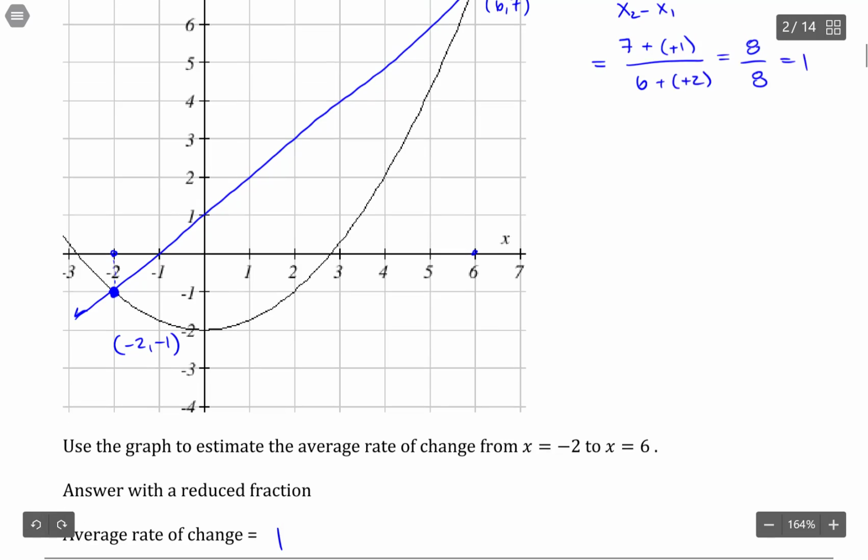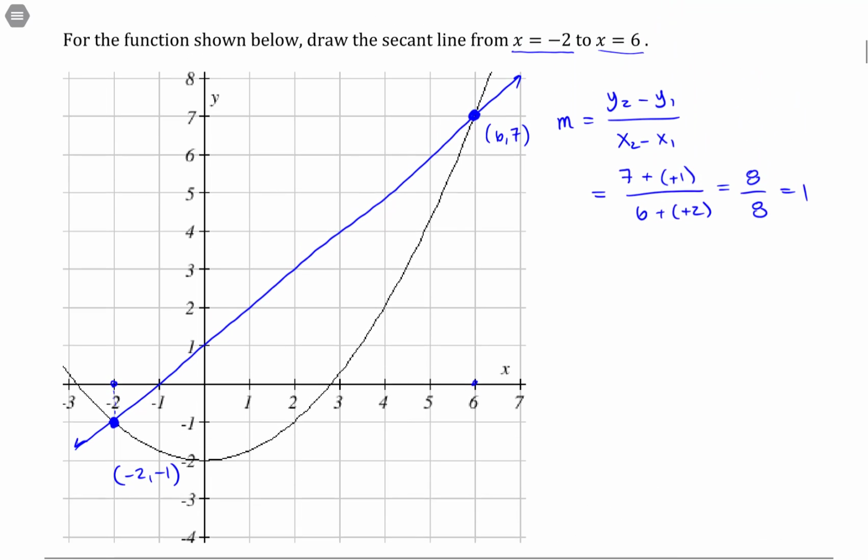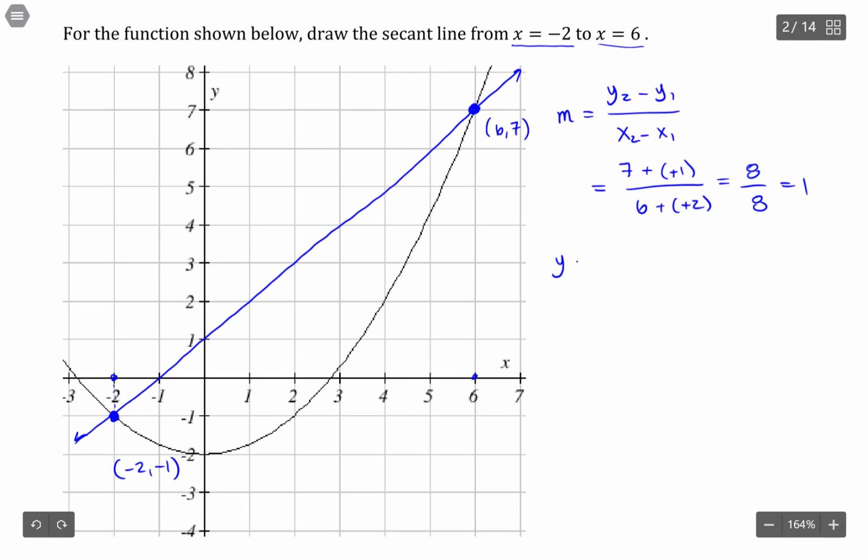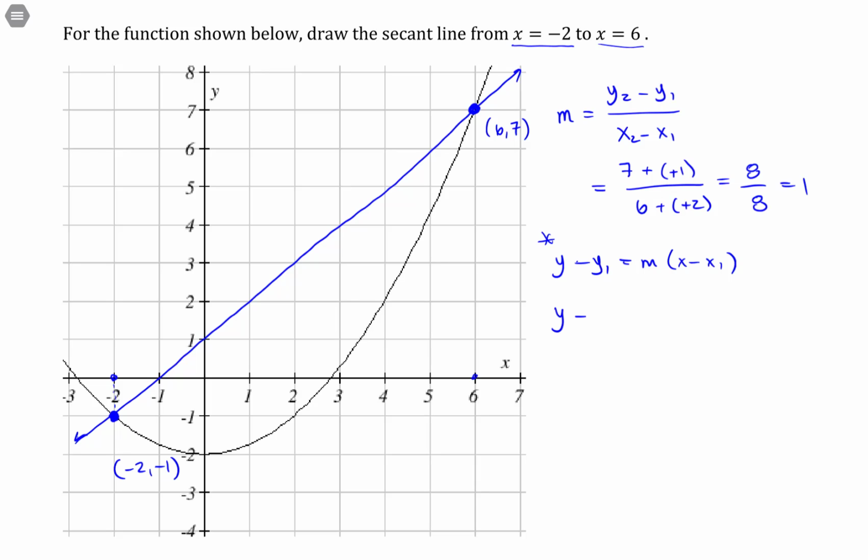If we wanted to actually come up with the equation of the line, then what we would do is use y minus y1 equals m times x minus x1, because this is the formula that always changes a point and a slope into the equation of a line. So y minus either one of these points is fine. I think I'll use the positive values.